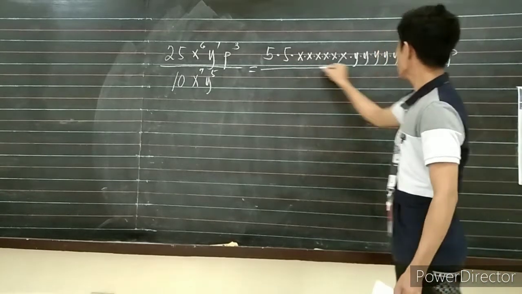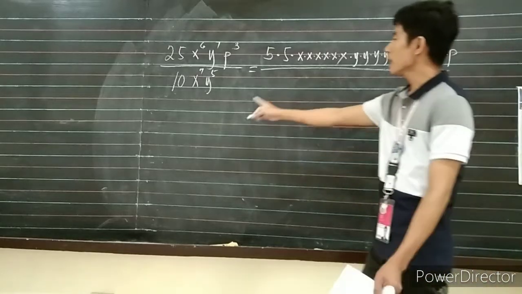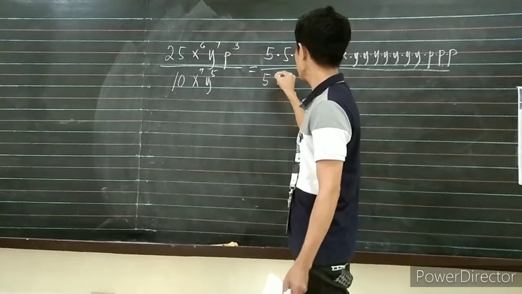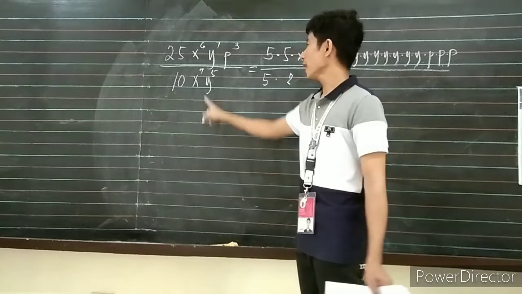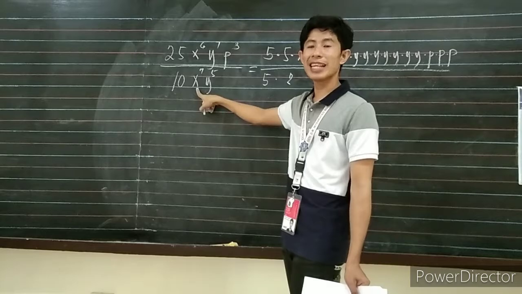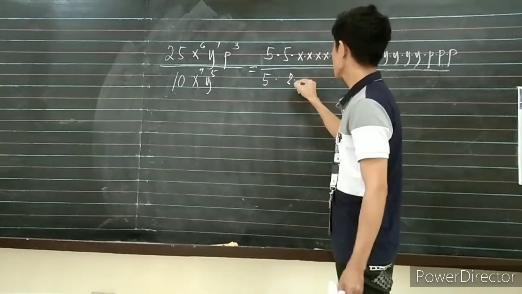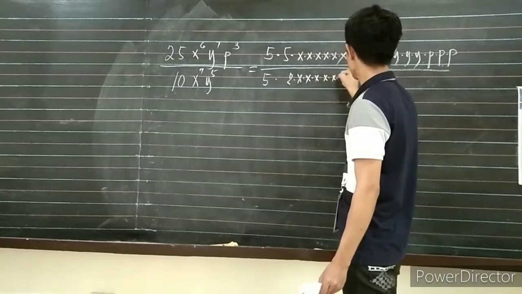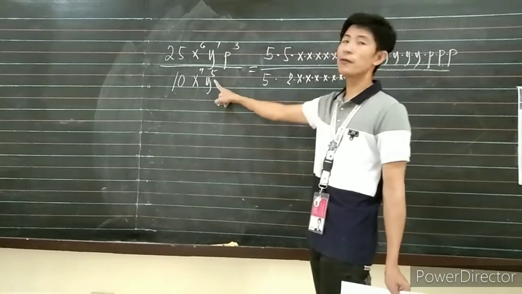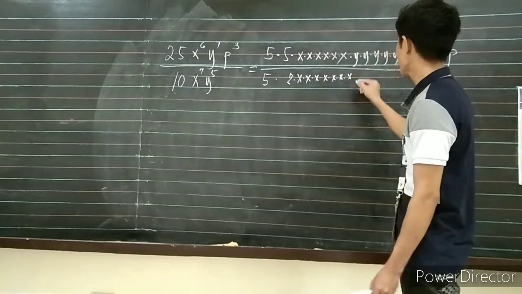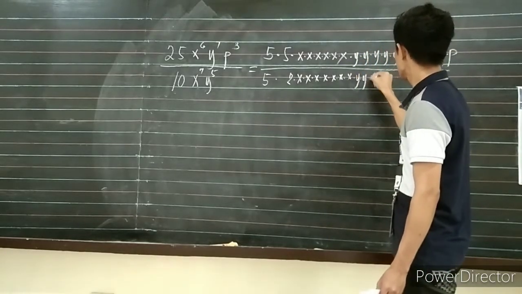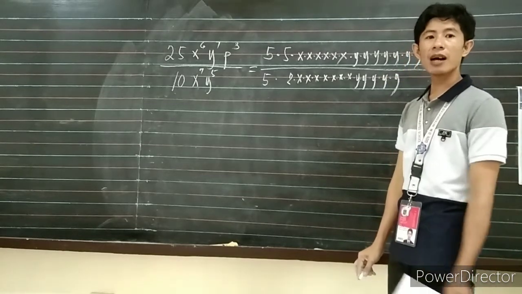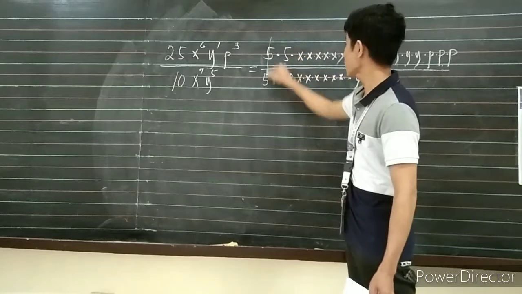All over, the prime factors of 10 is 5 times 2, and for x raised to 7 is 7 x's. 1, 2, 3, 4, 5, 6, 7. And for y, we have 5 y's. 1, 2, 3, 4, 5. And cancel out the common factors.